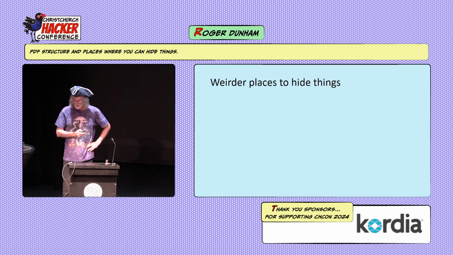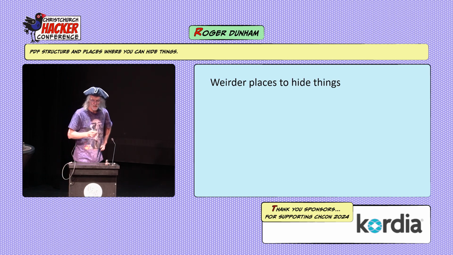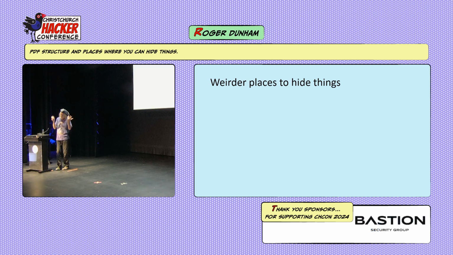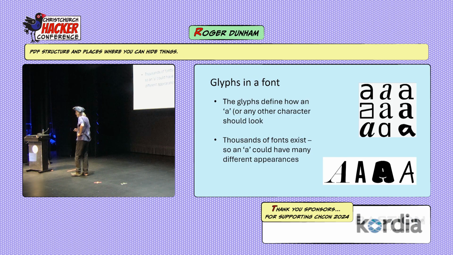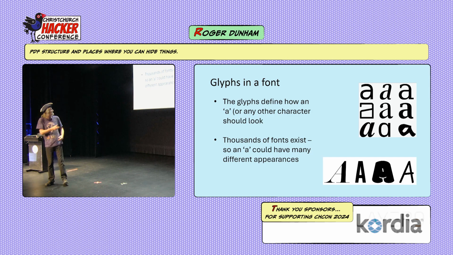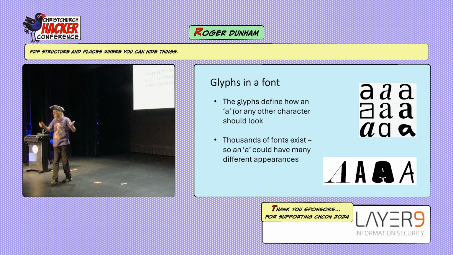Okay. What about some weirder places to hide things? Because this is all fairly straightforward. What about hiding information, whatever it might be, not necessarily malicious information, because I'm a good guy, but hiding things in the glyphs of a font. So the actual glyphs are what define the way that a letter looks. What does an A look like? Well, it can look like any of those. That's perfectly reasonable. As humans, we identify those are all A's.